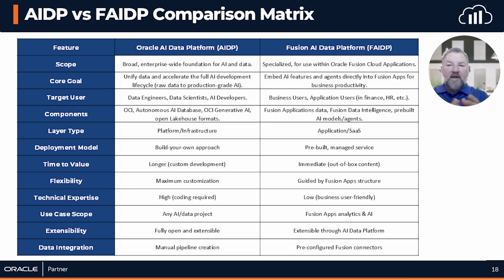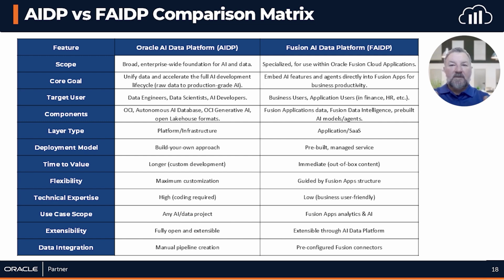With AI Data Platform, you've got a longer life cycle for development because, again, it's a platform which is meant to be used for developers to build your own, versus with Fusion AI Data Platform, there's an accelerated timeline because it's all pre-built, although there is a lot of setup and configuration that can't be overlooked.